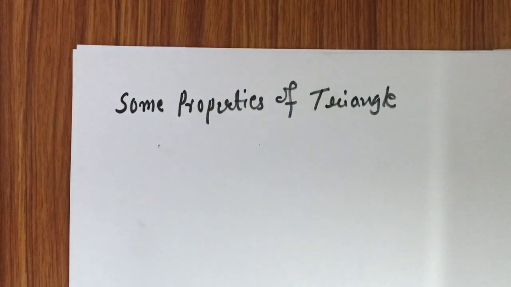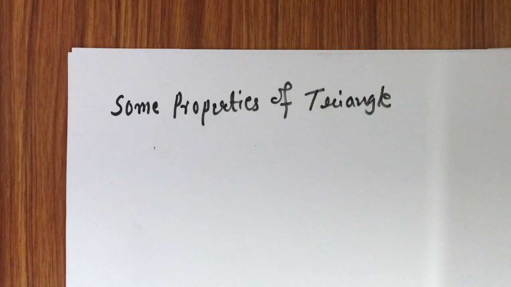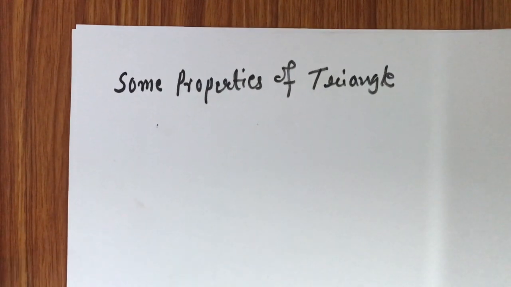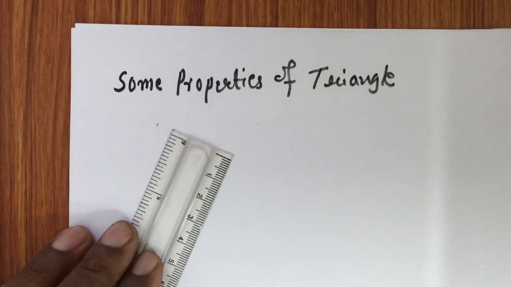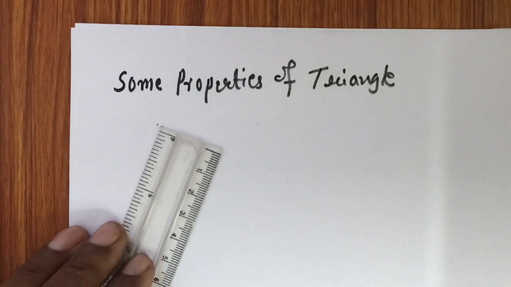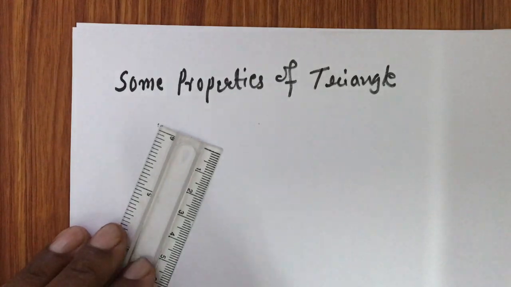In this topic, we are going to see some properties of a triangle. The first property is angles opposite to equal sides of a triangle are equal. For this, we shall perform some activities. Let us suppose I am drawing the first property, or we can say first theorem: angles opposite to equal sides of a triangle are equal.